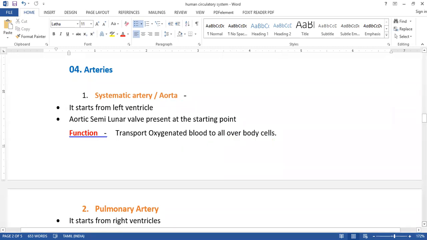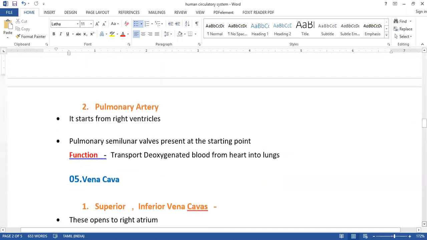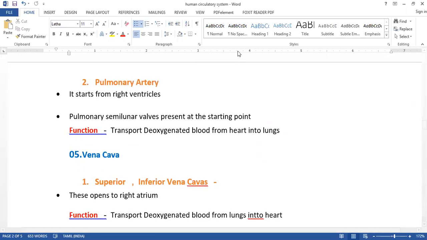And the second one, the pulmonary artery. One of the main arteries which starts from the heart is the pulmonary artery. In Tamil, Swasapainadi.